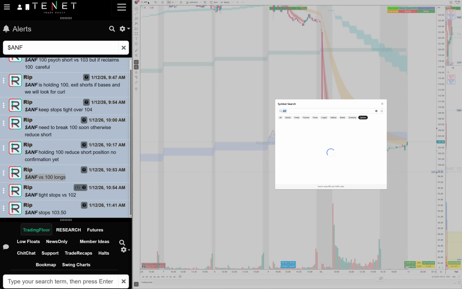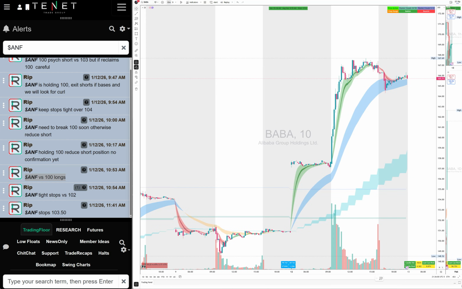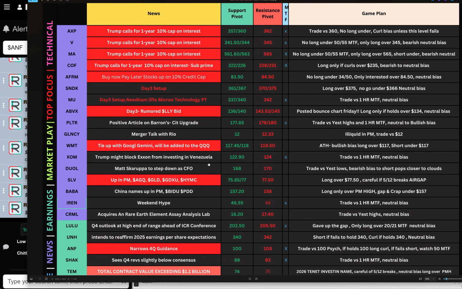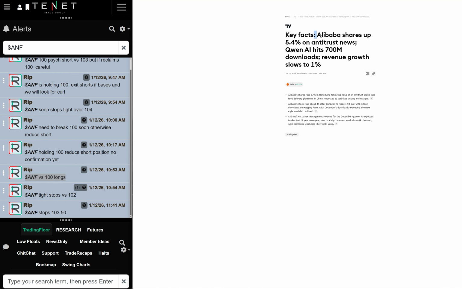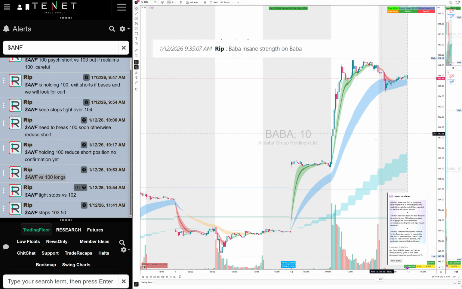Some other plays in the community as well. BABA was pretty good. It was on our game plan. They didn't really know the news at the end, but the news was actually about their AI doing pretty good. So it's always better to know the news. 99% of the time we know the context, and today it was higher because their AI hit 700 million downloads, and you see it ran from that breakout.